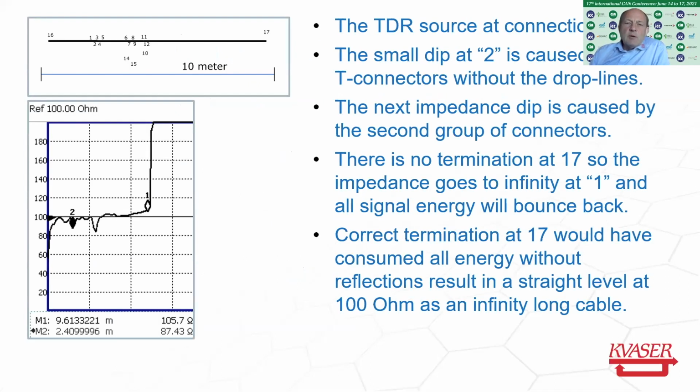You can measure the impedance by TDR, time domain reflection, where you send in a signal. In this case, it's sent out. I send in the signal and see the impedance. As you can see here, there are connectors, and you see a small dip in the impedance due to the cluster of connectors, and here another cluster. At the end of the cable, it goes to infinity because there is no termination in this case.